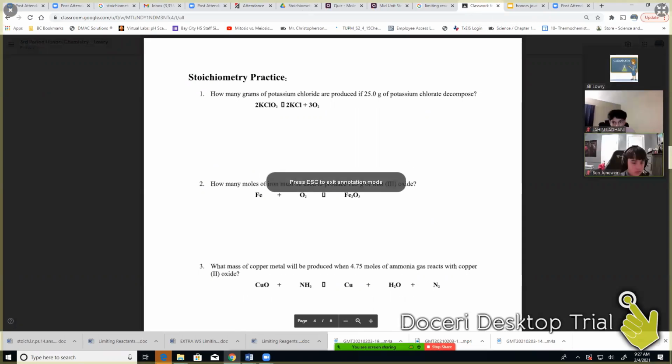So this one says how many grams of potassium chloride. I was like, where did I get potassium hydroxide? My potassium chloride is my unknown, probably. Are produced if 25 grams of potassium chlorate decompose. So that's my known, so we're not worried about oxygen. So I'm going from gram to gram, so I've got to go all the way across this chart.